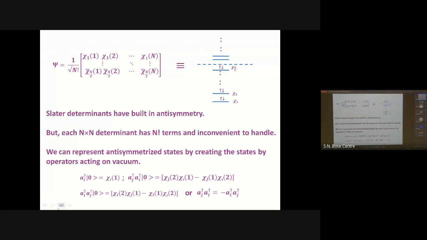So what you do is the following: you think of a vacuum state, that is, no electrons are there anywhere, and then you say if I have a creation operator, a-I dagger, operating on the vacuum state 0, it puts one electron in the orbital I. Okay, so that's what it has done. And then you want to put a second electron in orbital J, so you apply a-J dagger. This gives you chi J2, chi I1 minus chi J1, chi I2.